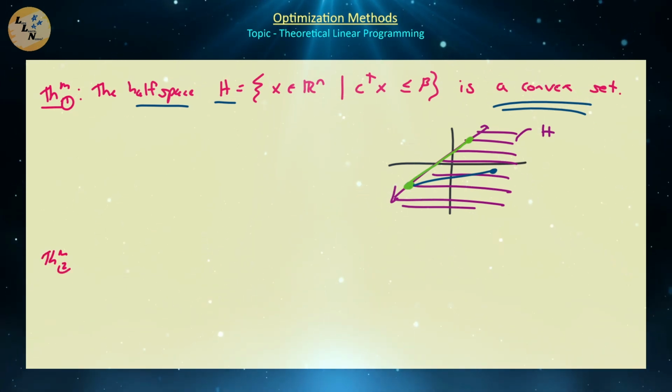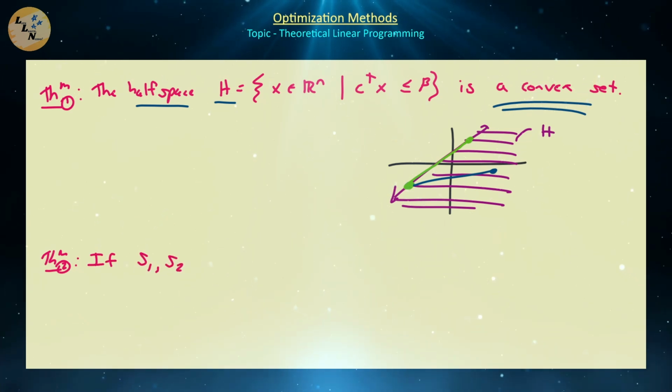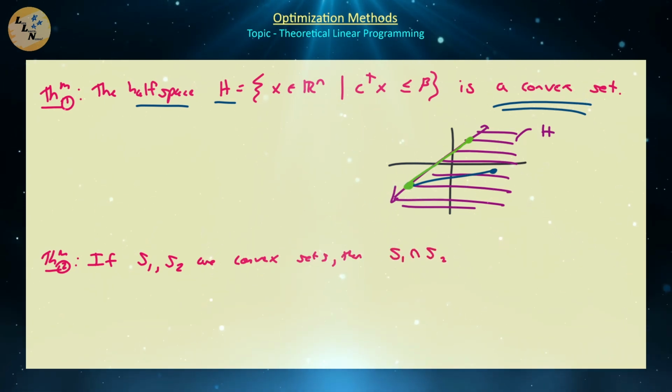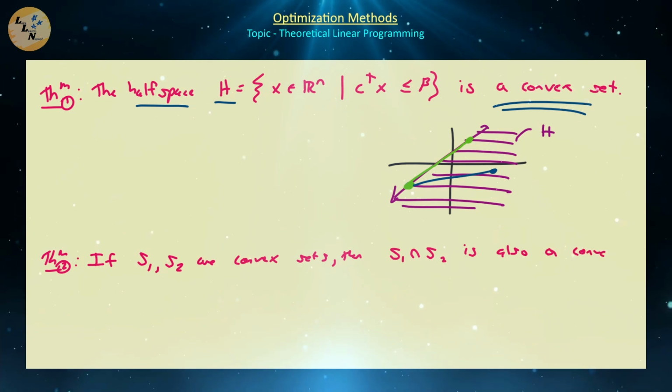The second theorem is the following statement. If S1 and S2 are convex sets, then the intersection of S1 and S2 is also a convex set.